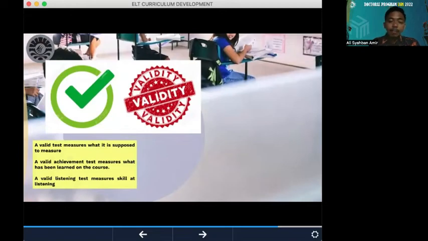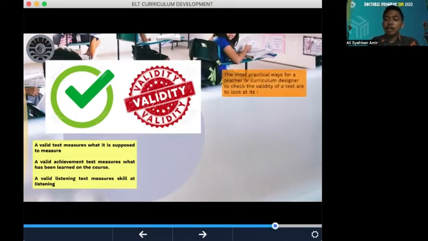A valid test measures what it is supposed to measure. That is the first keyword. The next keyword is: a valid achievement test measures what has been learned on the course. And the next is: a valid listening test measures skill at listening. So those are the points.